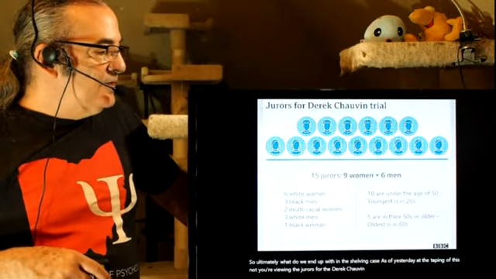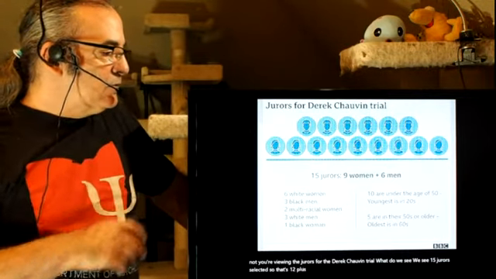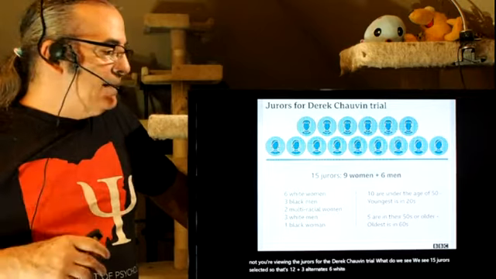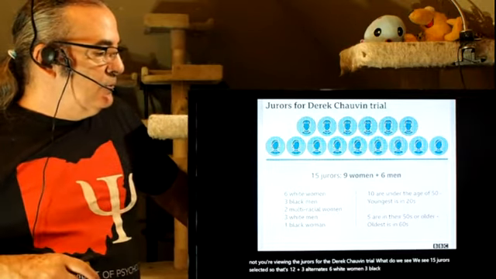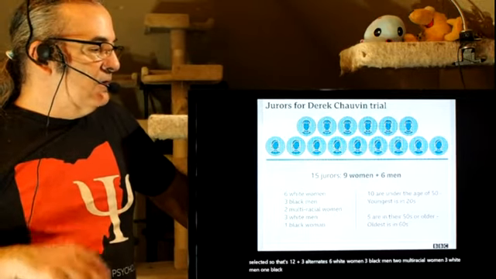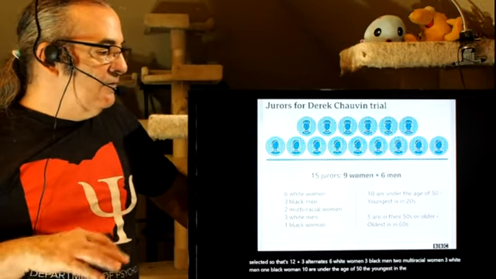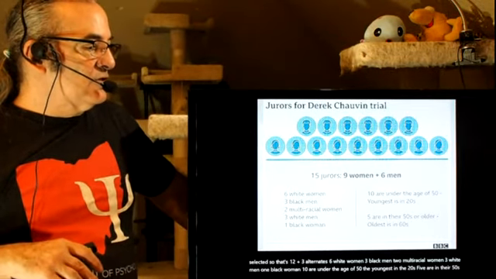What do we see? We see 15 jurors selected, so that's 12 plus 3 alternates, 6 white women, 3 black men, 2 multiracial women, 3 white men, 1 black woman, 10 are under the age of 50, the youngest in the 20s, 5 are in their 50s or older, the oldest is in the 60s.